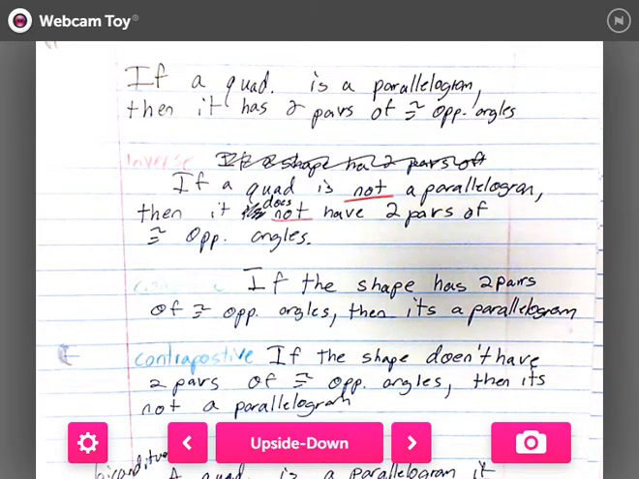Chris, when did you get here? Oh, okay. Thank you. I was like, I don't understand those words. All right.